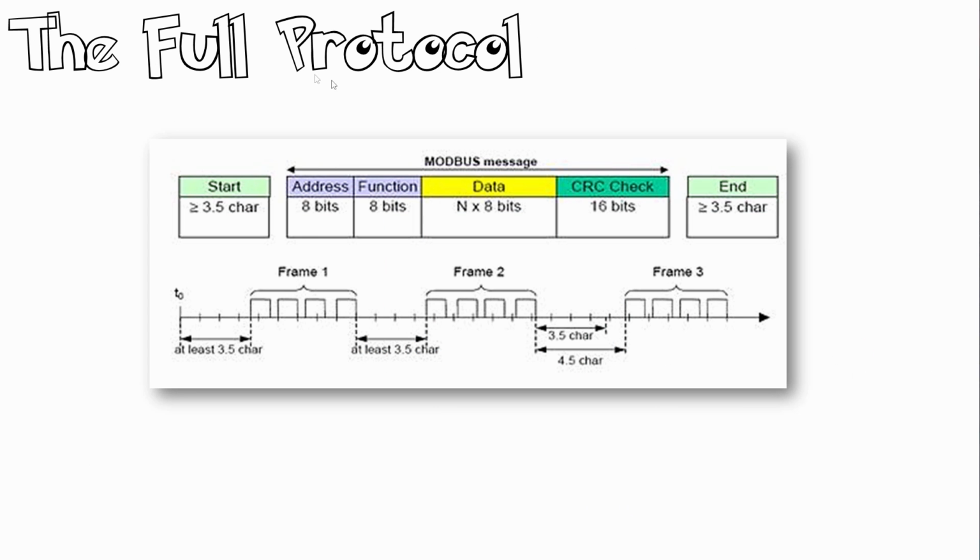This is what it looks like overall. Start, which is 3.5 characters. It sends our address, our function, data, as well as our CRC. And that consists of one frame. This is our one frame. And then we have our end bit, and then we continue to the next message and the next. This is what the full protocol looks like.